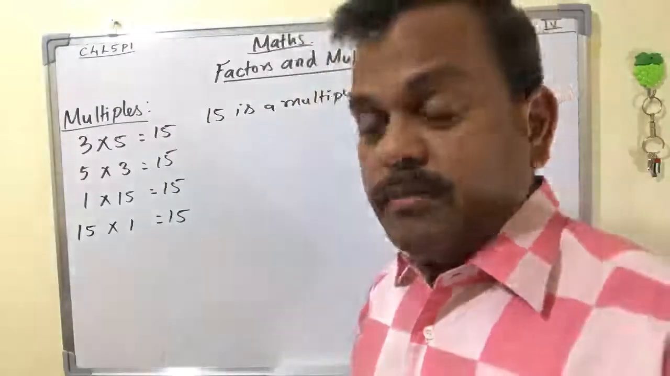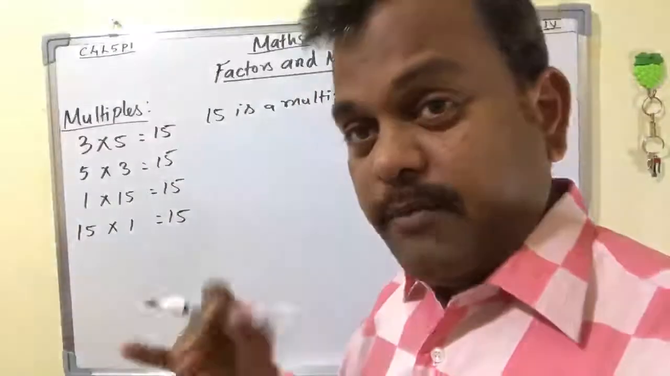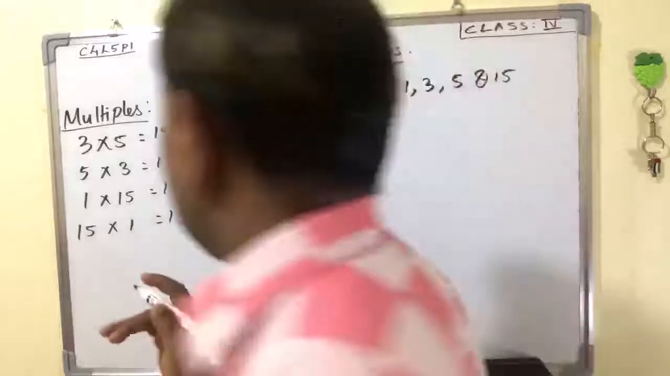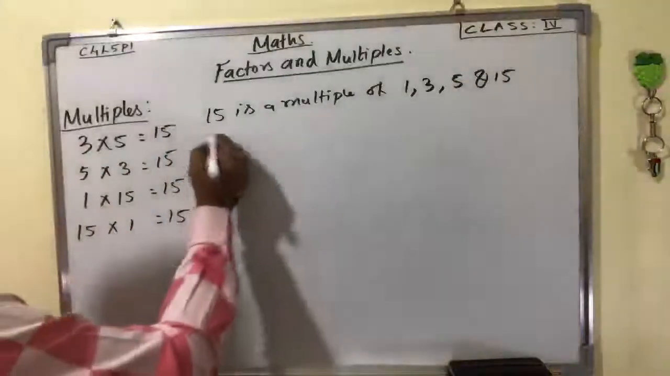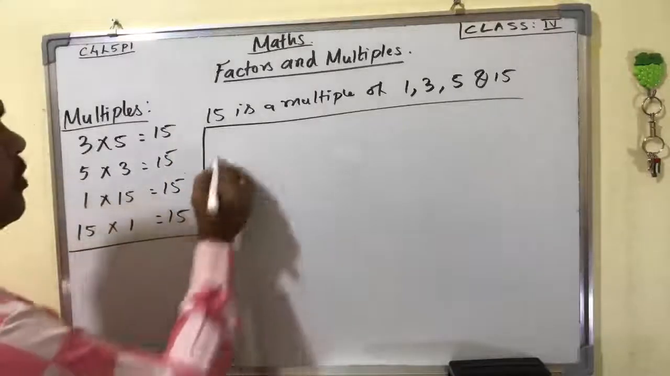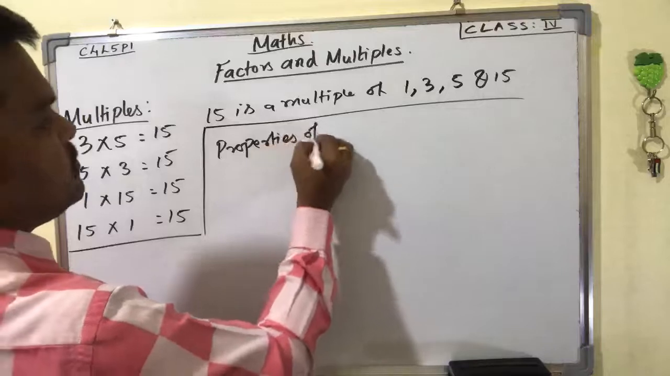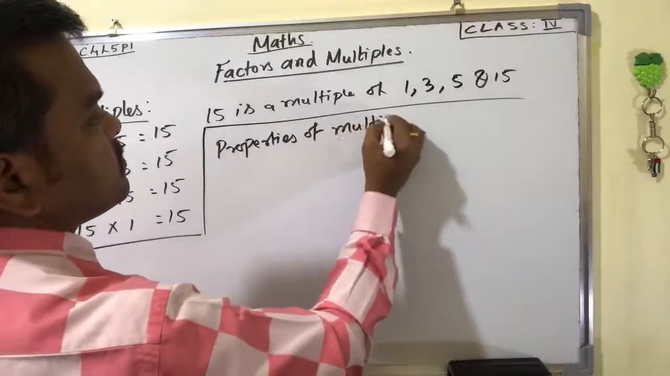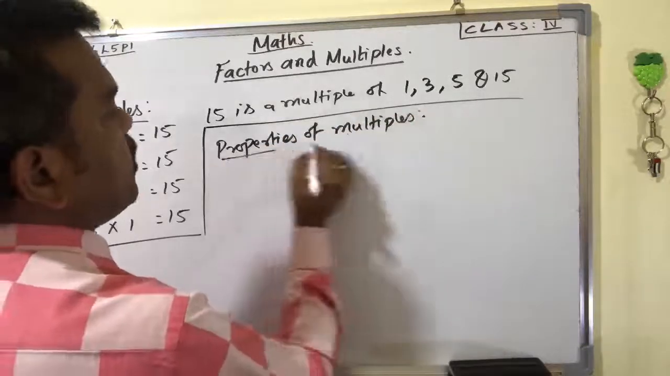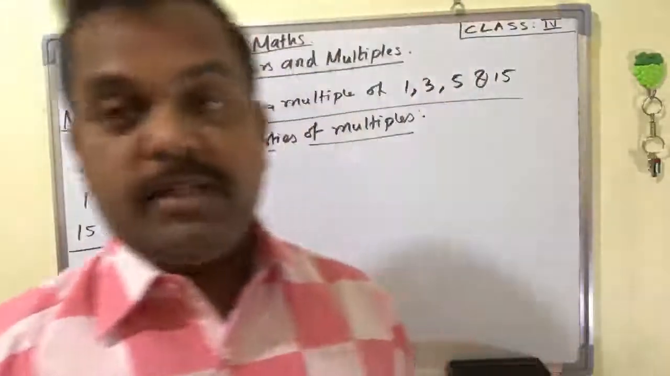This is one simple example. Some properties I am going to explain. After that you will understand everything. Properties of multiples. First one, every number is a multiple of itself.